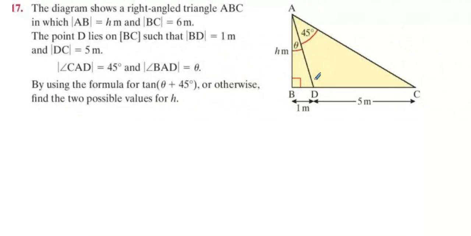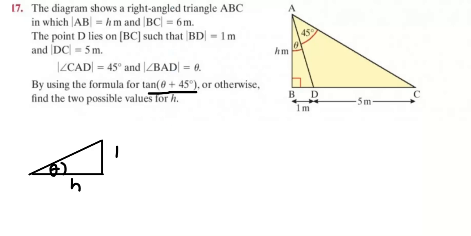Okay, they give me a diagram. And what they want from me is tan theta plus 45, or otherwise find two possible values of h. Okay, interesting. I'm going to start off with the small triangle. What's a small triangle? Does everybody see what I'm drawing? Theta here, and h and 1. Is that okay with you guys?